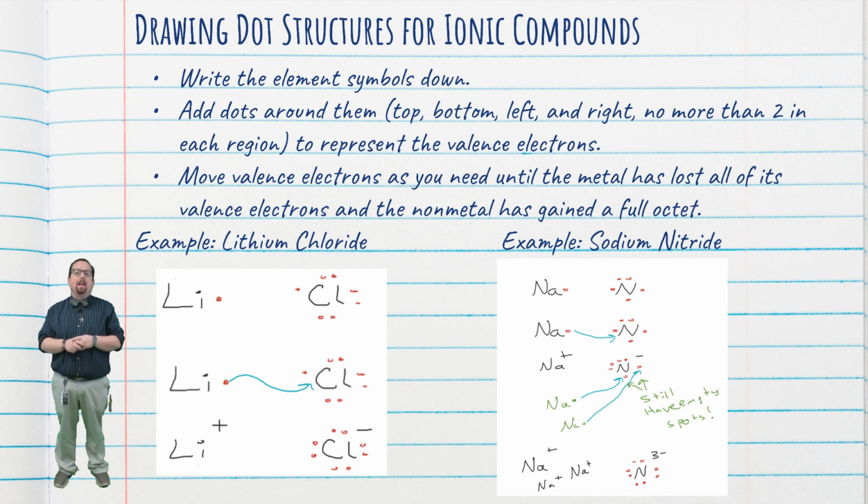You sometimes will have to add more than one of each of these atoms in order to get all electron spaces filled appropriately. For example, sodium nitride will take 3 sodiums to fill up the 3 empty spaces on the nitrogen atom. This gives us 3 sodium 1+ ions and 1 3- nitride ion.